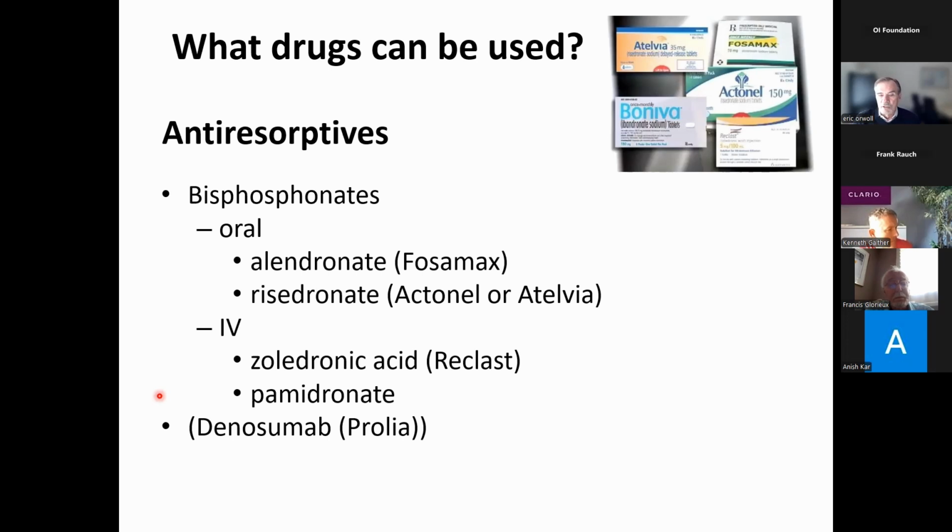Those drugs are two kinds of anti-resorptives. The bisphosphonates, I'll talk about those first and most extensively, and denosumab or Prolia. I'm not going to talk about Prolia very much. Prolia is not used very often in OI for two reasons.